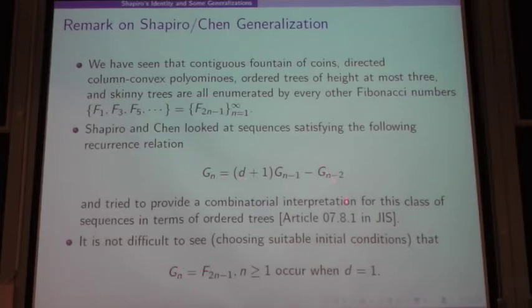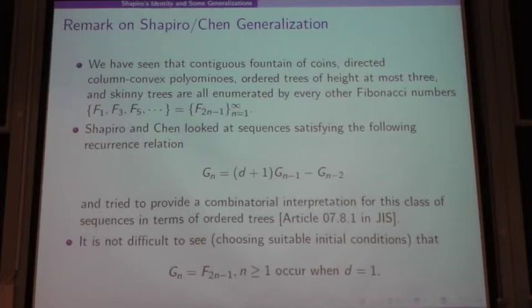Now, it's actually not so difficult choosing suitable initial conditions to obtain every other Fibonacci number from their generalization in the case when D equals 1. If D equals 1, you choose suitable initial conditions, and you will see that Gn equals f2n minus 1 satisfies this one for that particular case. Now, really what they are looking for is a set of combinatorial objects that are enumerated by their general sequence description for different initial conditions.